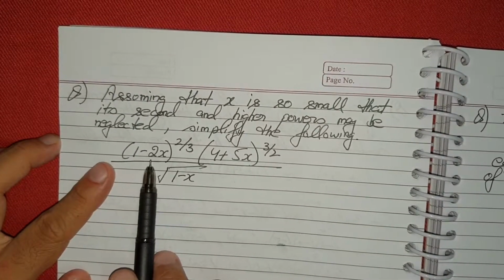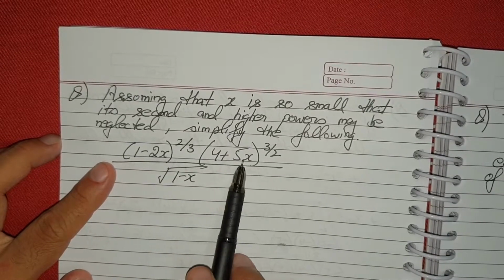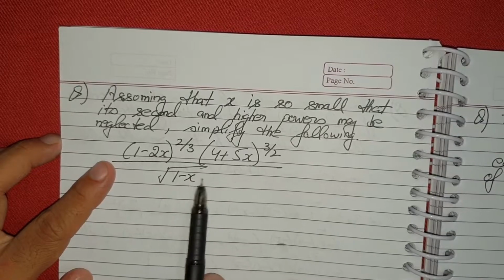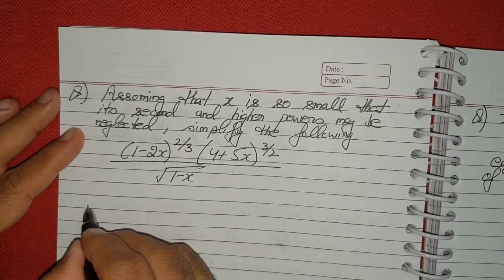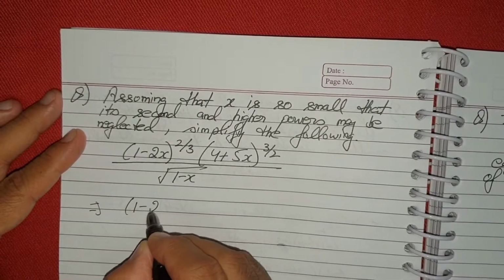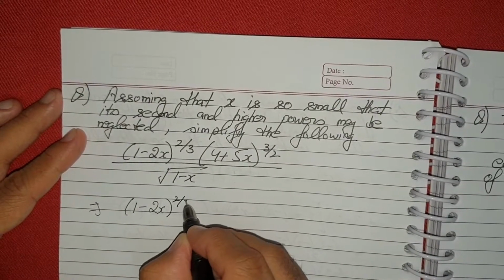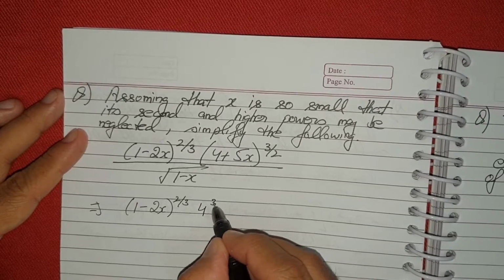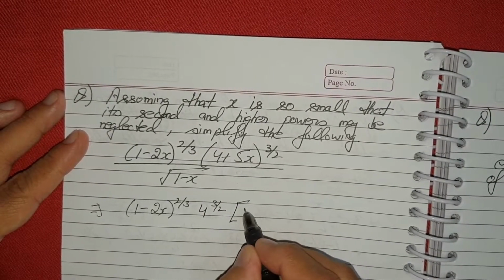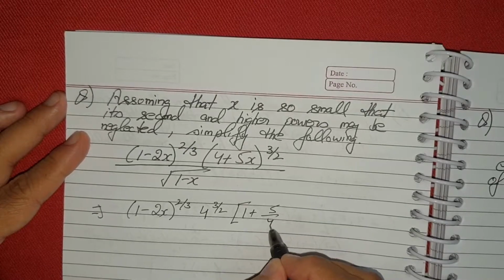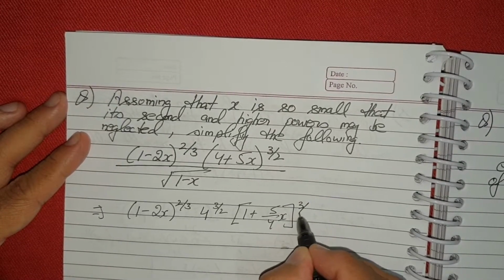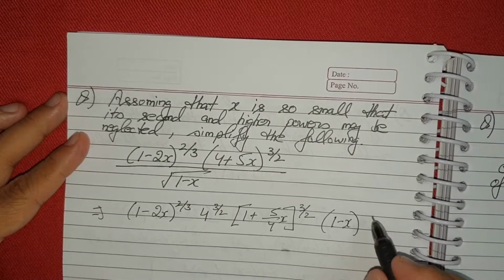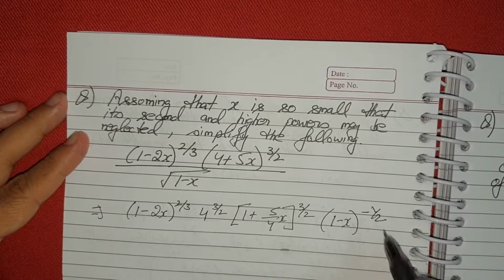Now in this we have to take 4 common, and this is 1 minus x to the power 1 by 2. So we can write this as 1 minus 2x to the power 2 by 3. We can take 4 common from here, so this will be 4 to the power 3 by 2, this will become 1 plus 5 by 4x to the power 3 by 2, and this will be 1 minus x to the power minus 1 by 2.